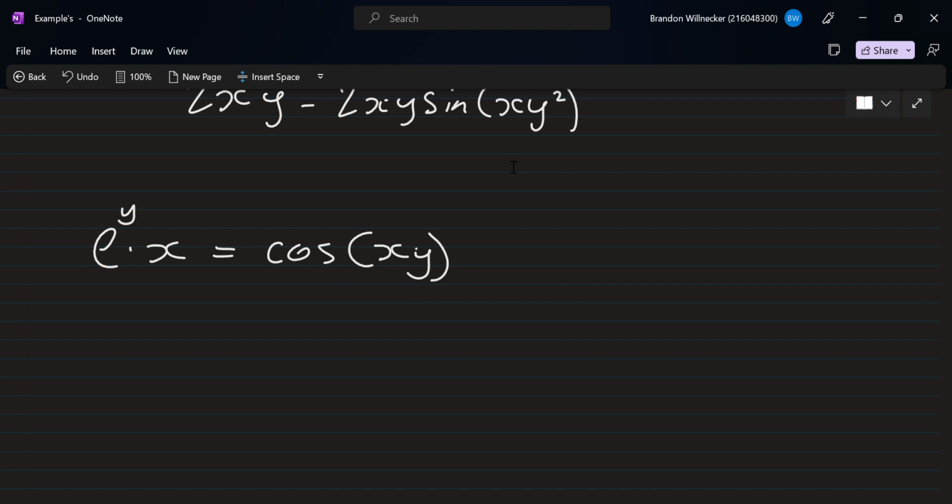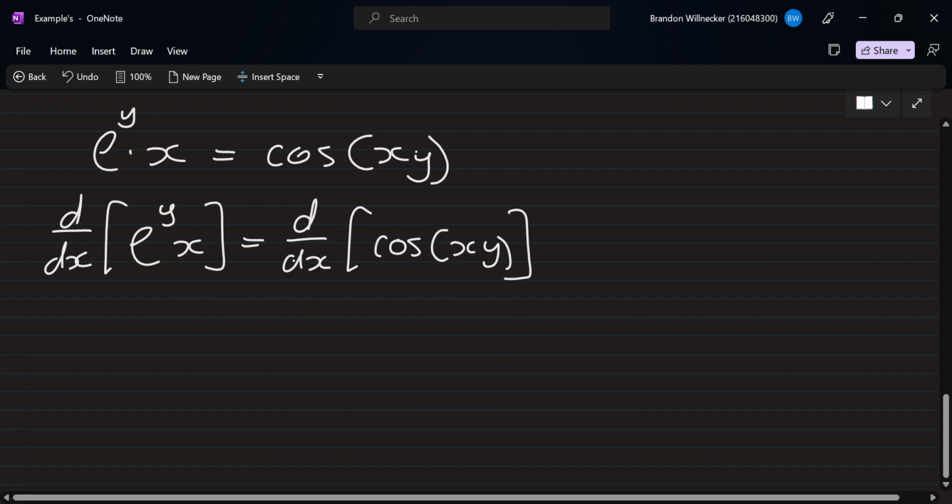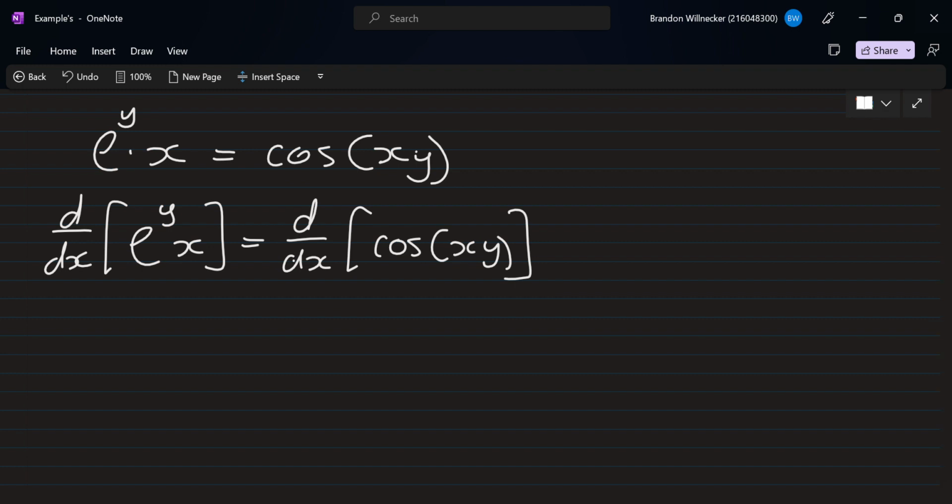But as always, we start by taking the derivative on both sides. So, d by dx of e to the y times x, and d by dx of cos xy. Okay, so the first part, product of two functions. Again, we need to use the chain rule for the first bit, product rule because we've got two of them being multiplied. So, derivative of the first function, that's just e to the y, but remember chain rule, so times y prime.